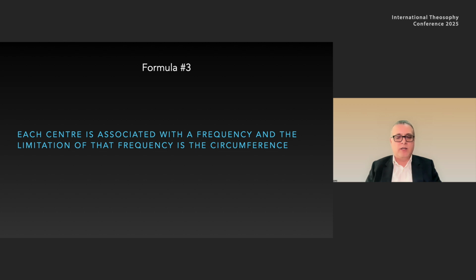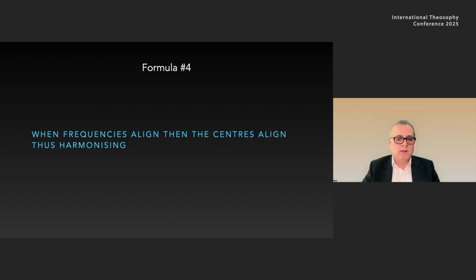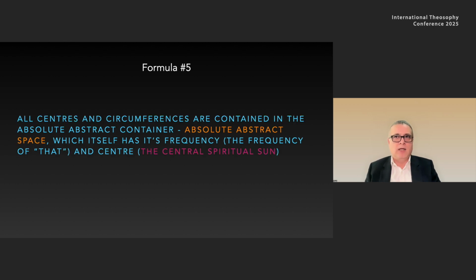Taking this idea further, we can also conceptualize Formula 3, which states that each center is associated with a frequency, and the influence of that frequency is the circumference, which also implies that centers align when their frequency aligns, and in this way they harmonize. This means that all the centers and circumferences are contained in the absolute abstract container, the absolute abstract space, which itself has its frequency. And we can label it as the frequency of that, and the center, the central spiritual sun.